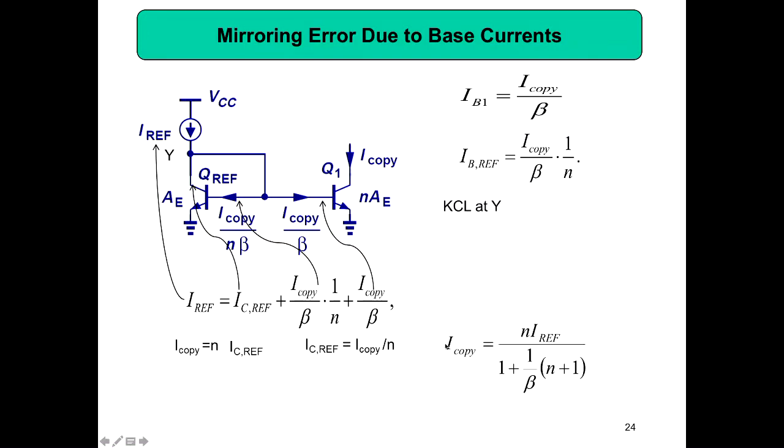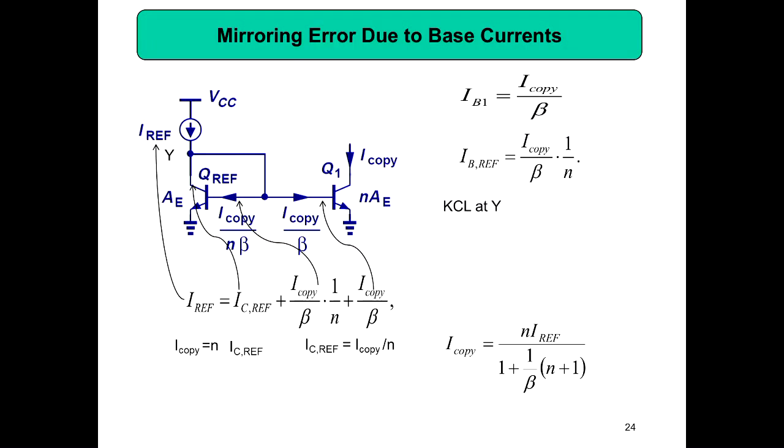Then, what is I copy from here? Now you have IC reference equal to I copy by n. You can substitute here, so that you get I copy here, here, and here. Then we can take I copy out, and when we rearrange, we get I copy equal to n into I reference divided by 1 plus 1 by beta into n plus 1. So that is the relationship between I copy and I reference when you take into account base current.